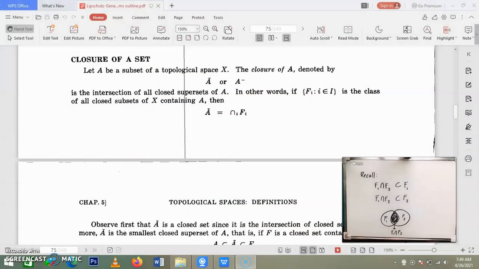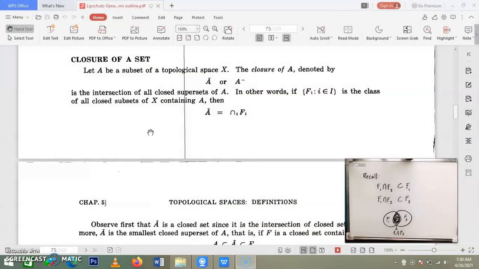For now, let's define the closure of a set. For the closure of a subset A of a topological space X, the closure is denoted by this, or we can denote it like this. So, the closure is just the intersection of all closed supersets of A. Now, we can write it in this manner.